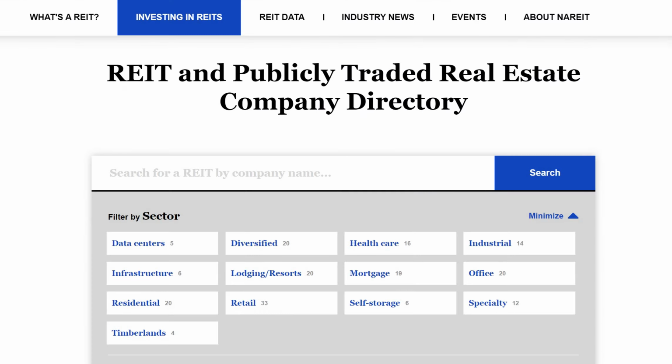So really quick, just to catch everybody up, a REIT is a real estate investment trust. An ETF is an exchange traded fund. It's pretty much a collective group of stocks, or REITs in this case, in an index fund or an ETF. And that's what I'm going to be talking about today.